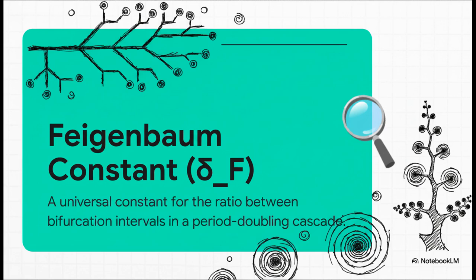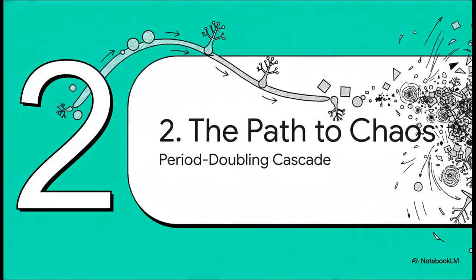This constant is all about a pattern, a process called a period doubling cascade. Just remember that phrase, because it's our first major clue. It's the key to understanding how things fall apart in a surprisingly orderly way. So what exactly is this path to chaos?